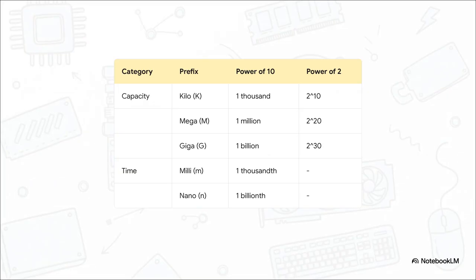Okay, first, a super quick cheat sheet on the units we're going to see. When you see kilo, mega, giga, and tera for capacity, just think thousand, million, billion, and trillion. Easy. And when you see terms for time, like milli, micro, and nano, just know that we're talking about incredibly tiny fractions of a second. We'll see these pop up as we go.